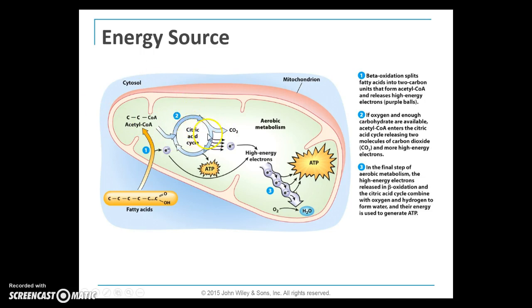If oxygen and enough carbohydrate are available, the acetyl-CoA enters the citric acid cycle, releasing 2 molecules of carbon dioxide here, and more energy molecules, more ATP here. And in the final steps of aerobic metabolism, the high energy electrons, those purple balls there, released through beta oxidation and the citric acid cycle, combine with oxygen and hydrogen to form water. And here we can see a lot of ATP is released, and that's how fat is used as an energy source.